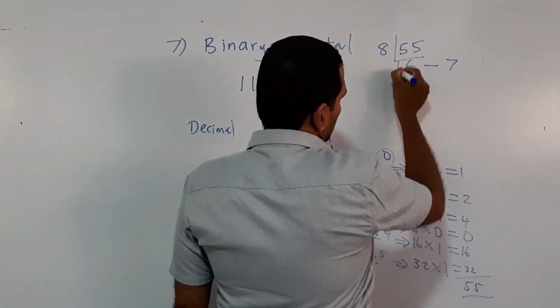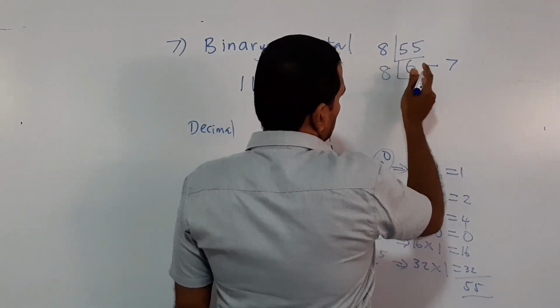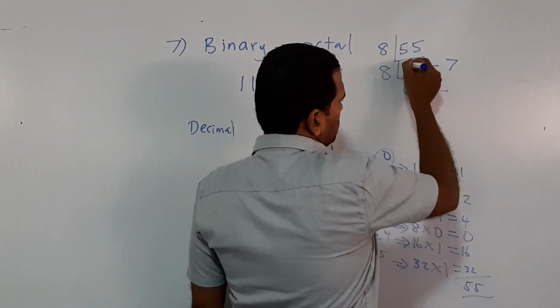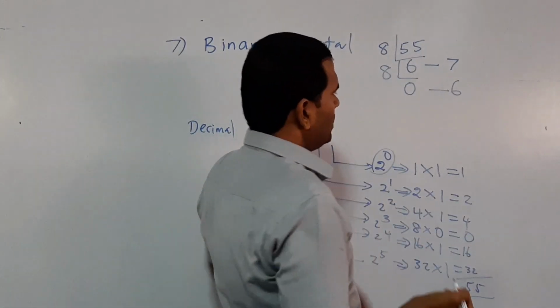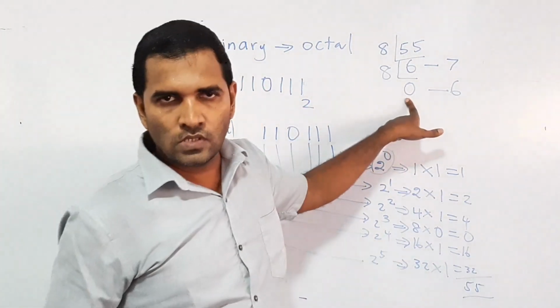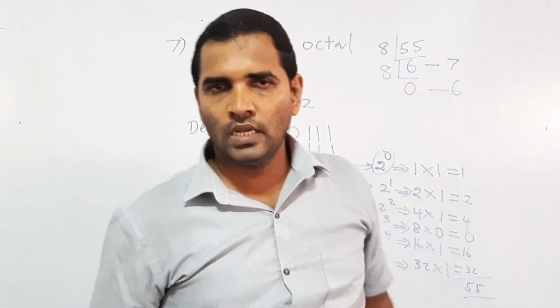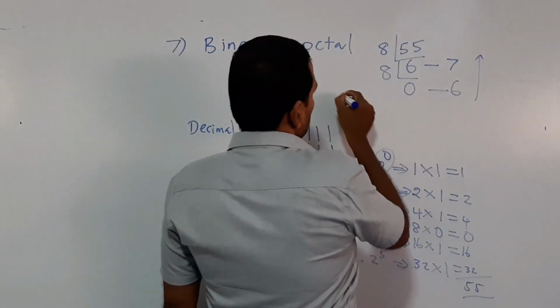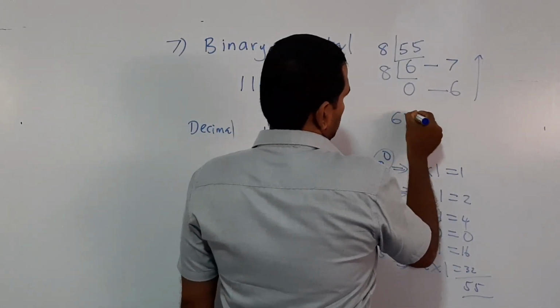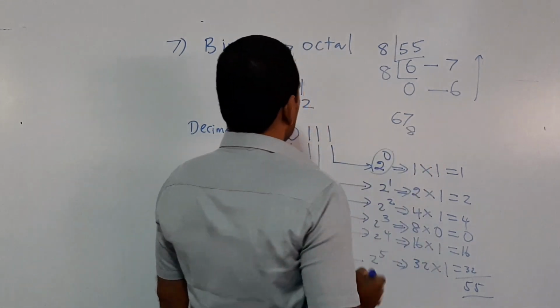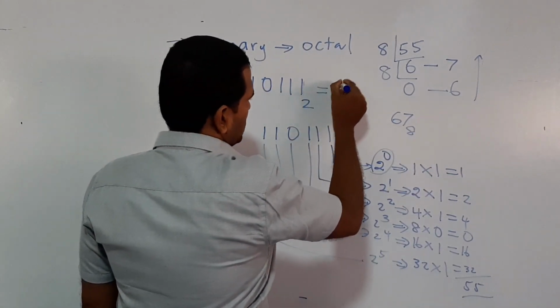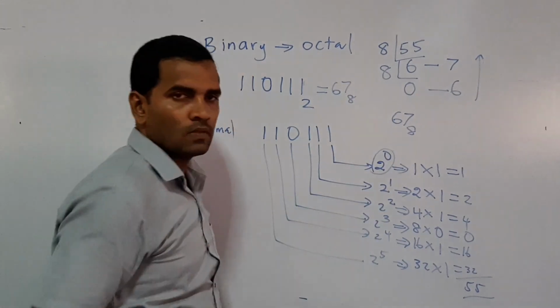Since it's 6, we can divide further. Look here, 6 is smaller than 8. So it is 0 times and put the 6 as remainder. So since the quotient is 0, you cannot divide further. So your answer would be 6, 7 base 8. So 110111 is equal to 67 base 8.